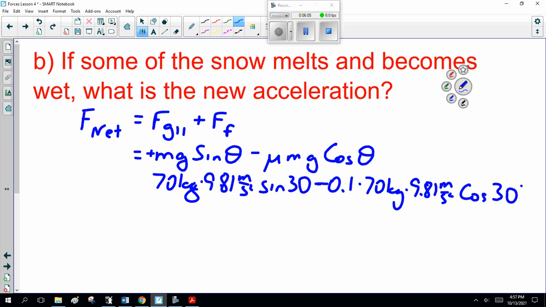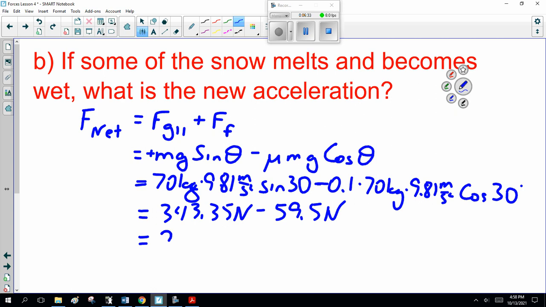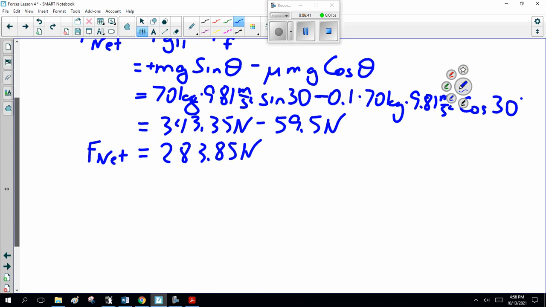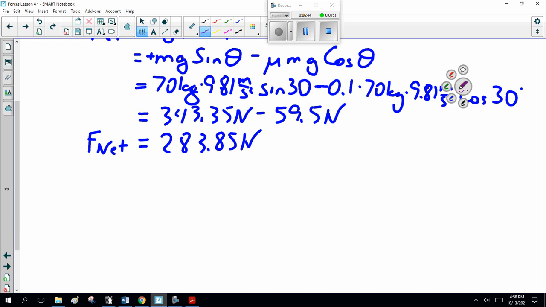Now, all you have to do is remember that this, since it's going downhill, is accelerating, so it should be positive. I know, that's counterintuitive. Anyway, so that's 343.35 newtons. Again, now the coefficient of friction is a little bigger, 59.5 newtons. That's what I got. Check my math. So that is 283.85 newtons is F net. Now, as I said, check my math because I'm old and I screw up way too often.